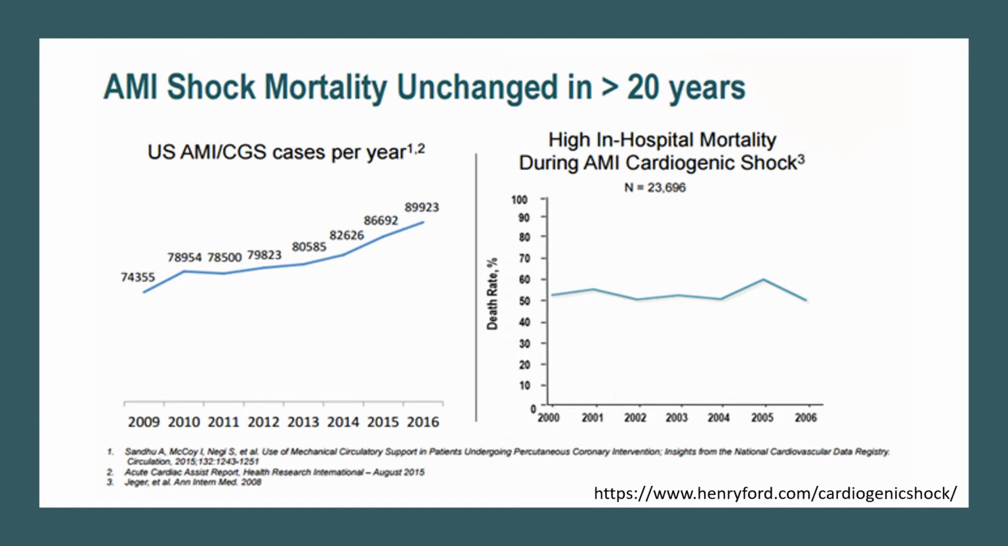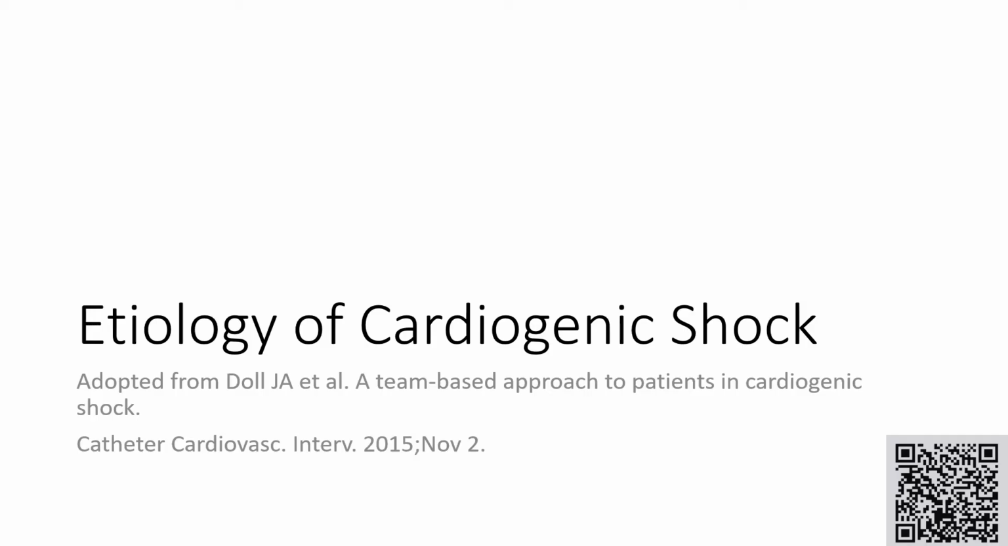Acute myocardial infarction shock mortalities remain unchanged, unfortunately, over the last 20 years. You can see that the number of cases of acute myocardial infarction per year, on the left, have been going up, and the in-hospital mortality during acute myocardial infarction cardiogenic shock specifically is hovering around 50%. So it is a very challenging area and does require a lot of diligence and awareness. As I say, time is tissue, especially when it comes to acute myocardial infarction.